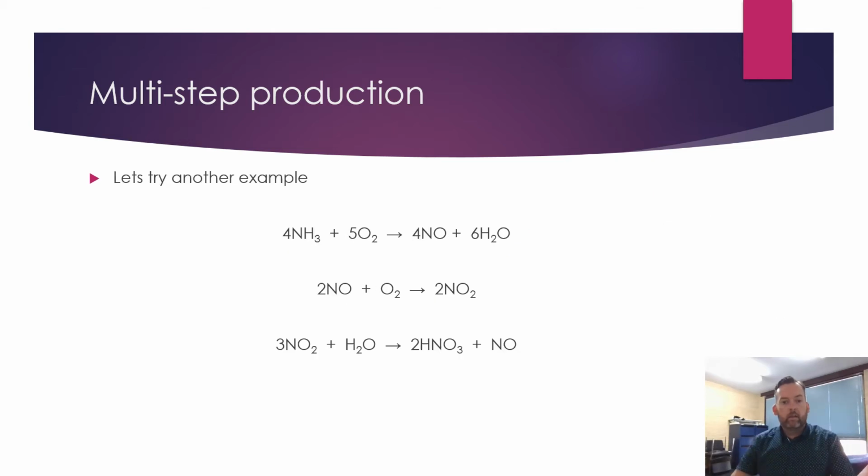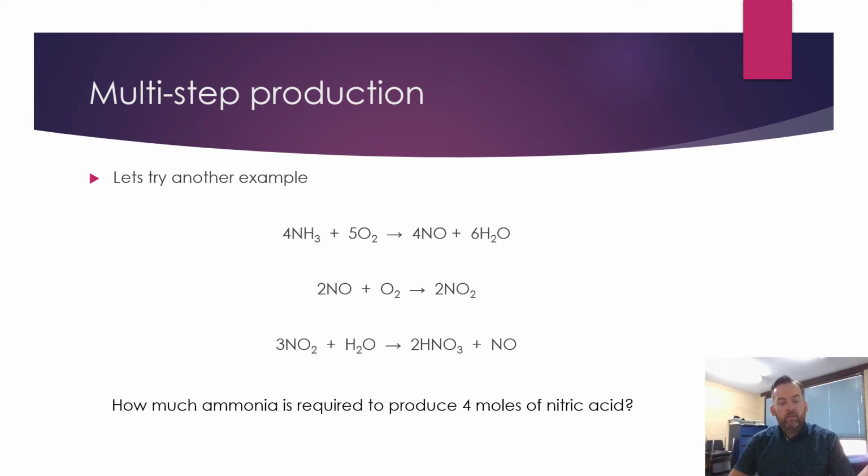Easy. Now let's try another example. If we look at these 3 equations, we're using ammonia to make nitric acid. So if we asked ourselves how many moles of ammonia would be required, that's an unknown, to produce 4 moles of nitric acid, that's a known. How are we going to do that one? Okay, so give a tick and a question mark. That helps us keep record of what's going on.